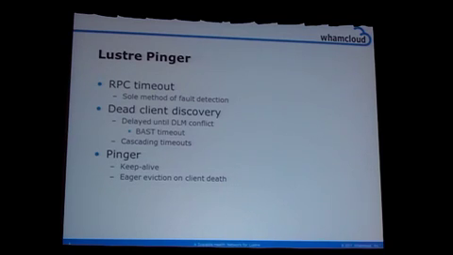And so the pinger was introduced. The function of the pinger really was just to send keep alives, so that if we had a dead client holding down resources on servers, then eventually the pings would time out. All the servers involved would see that the client was dead. Resources would be released, and now we would no longer have cascading timeouts.